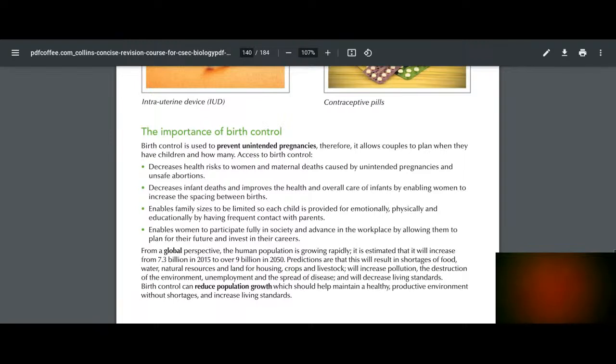It enables women to participate fully in society and advance in the workplace by allowing them to plan for their future and invest in their careers. So, the importance of birth control again: we can say it enables women's social, economic, and financial development. It reduces the family size. It helps decrease the deaths and improve the health and overall care of infants, and it prevents unintended pregnancy.